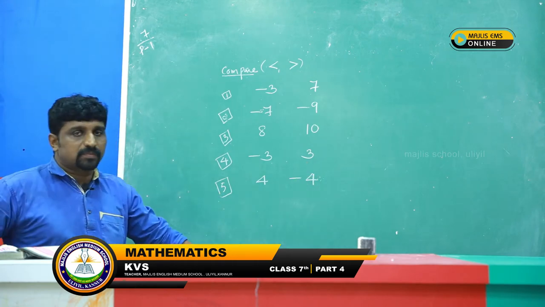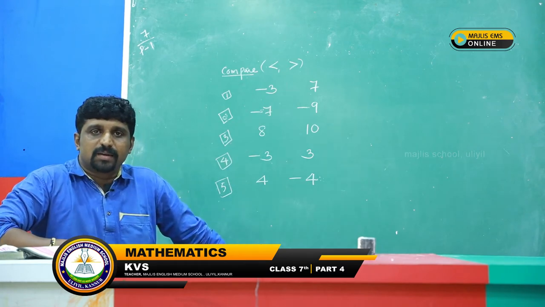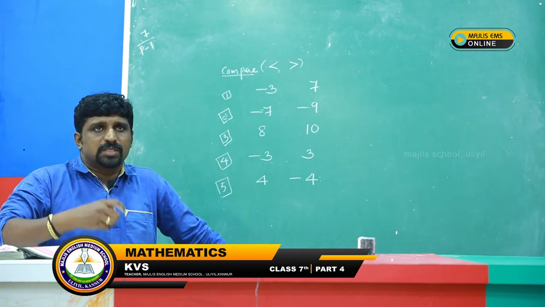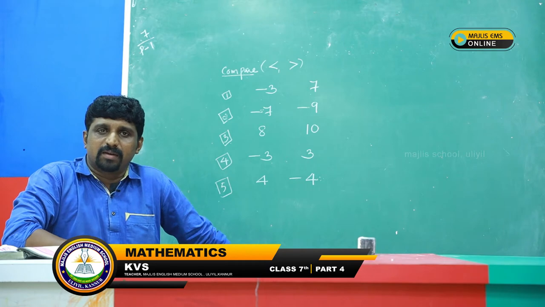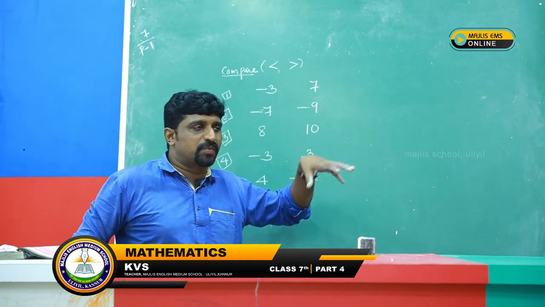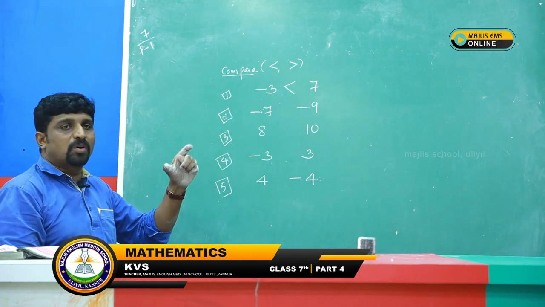When we compare minus 3 and 7, which one is greater? The greater one is 7. Why? Consider a number line. Minus 3 is on this side, 7 is here. So 7 is the greater one. Therefore we can put the symbol like this, the greater symbol always opening like that.